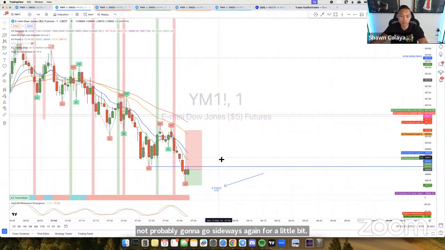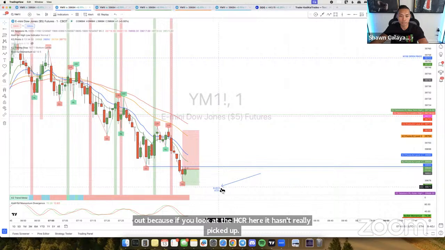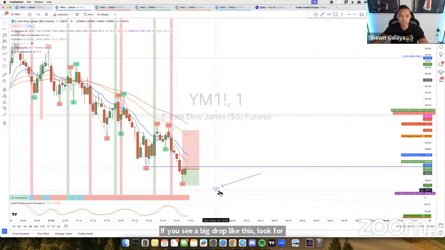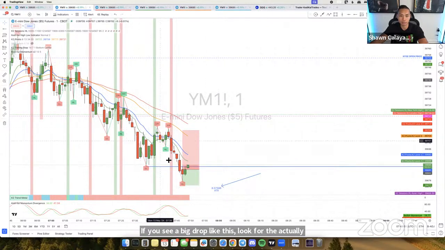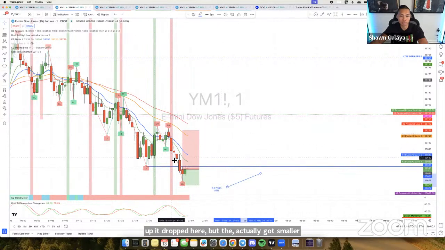That's how you can tell that the market is faking out, because if you look at the ATR here, it hasn't really picked up. If you see a big drop like this, look for the ATR to actually pick up. It actually did the opposite. It dropped here, but the ATR actually got smaller. With consistent movement like this, the ATR should have gone higher. So instead of going from like 9 to 10 to 8, it should have gone from like 9 to 10 to 11. So just keep an eye out on the ATR.